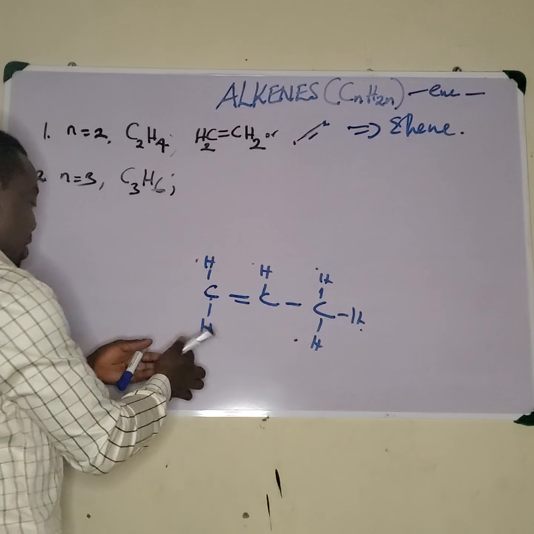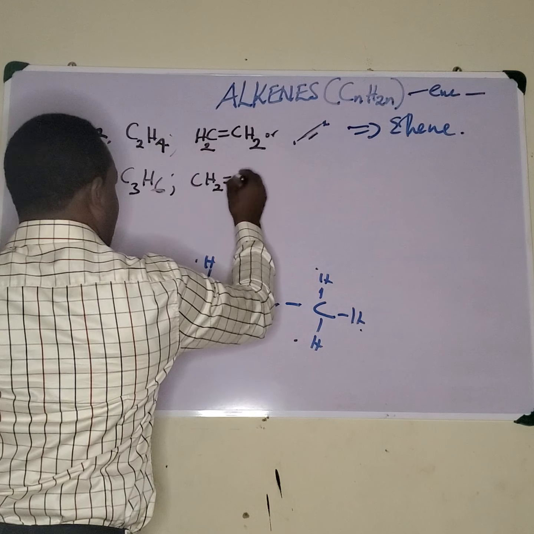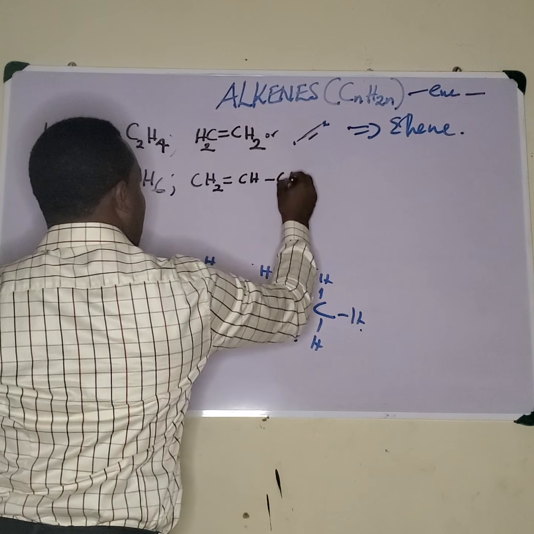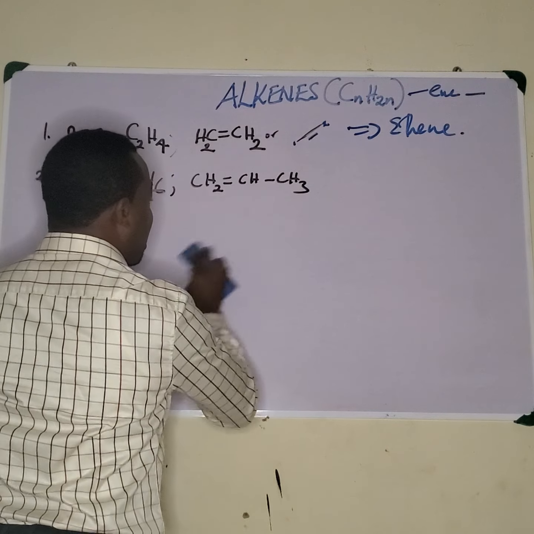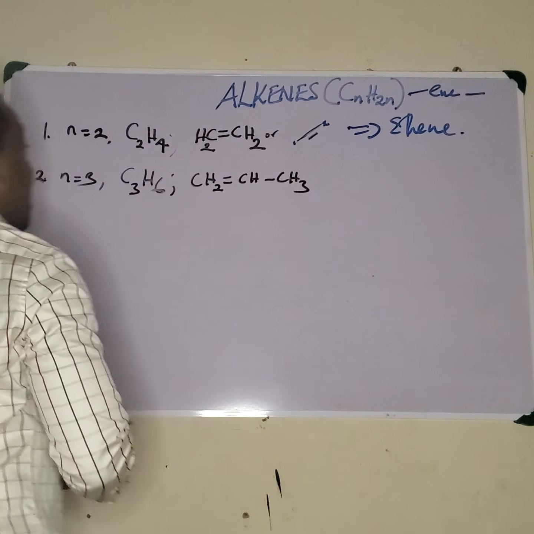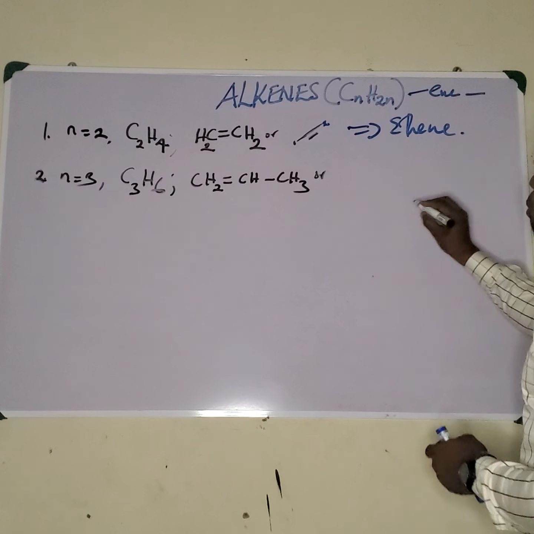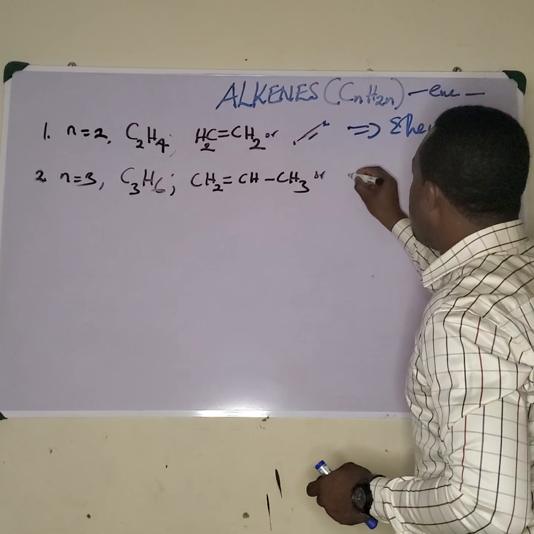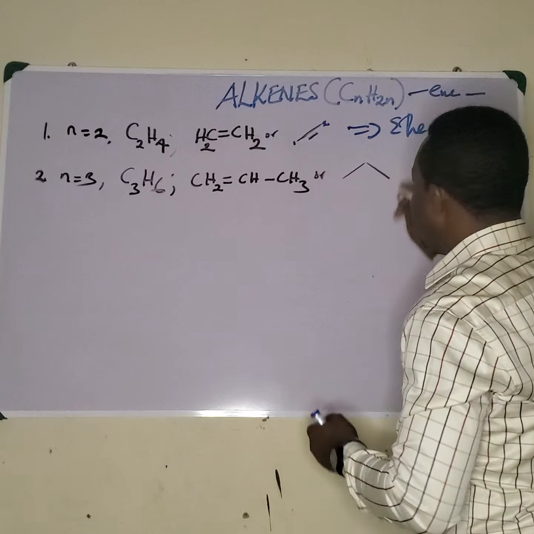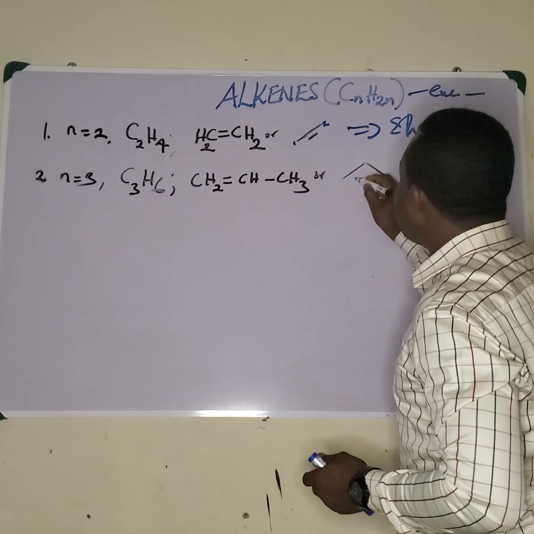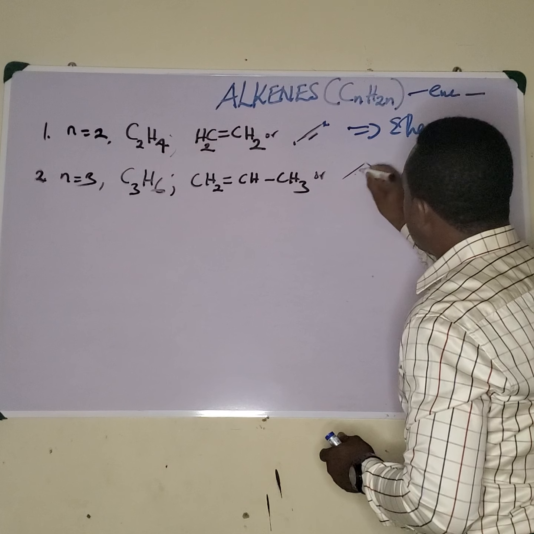So for propene we are going to have CH2 double bond CH and CH3. Let us present it in a skeletal structure. Look at what we have: 1, 2, 3. Just follow me. The double bond is on the first carbon to carbon chain, 1, 2. We have the double bond here.